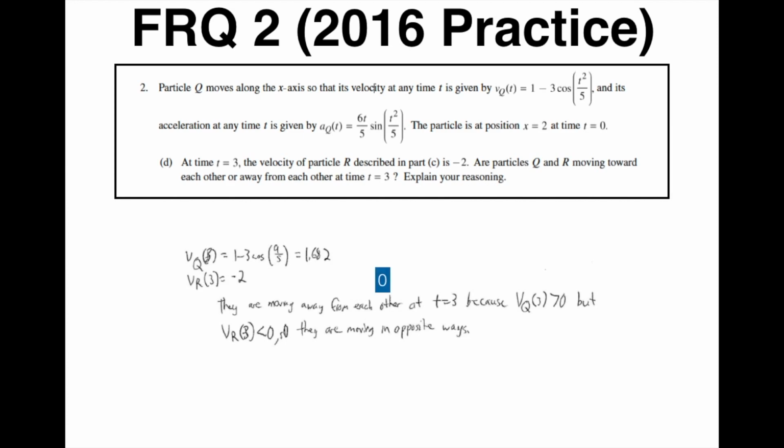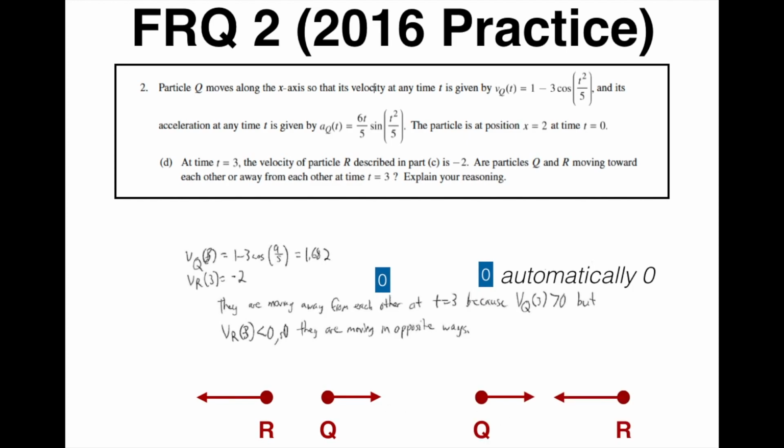So let's see a little graph here. It seems like the student is simply assuming that if the velocity of one particle is positive and the other particle is negative, they are automatically going in opposite directions, which they are. But it doesn't mean they are moving away from each other. This is the actual situation here. Q is indeed going toward the right, R is indeed going towards the left, so they are moving in opposite directions, but that means they are getting closer and closer.